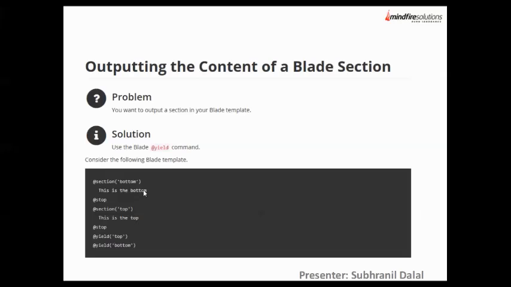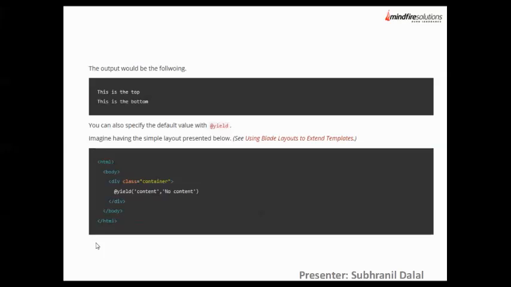Here I have an example: a section called bottom, with its content, this is the bottom, and another section called top, with its content, this is the top. Now I just yield first top, then bottom, and then you can see the output. It shows this is the top and this is the bottom.